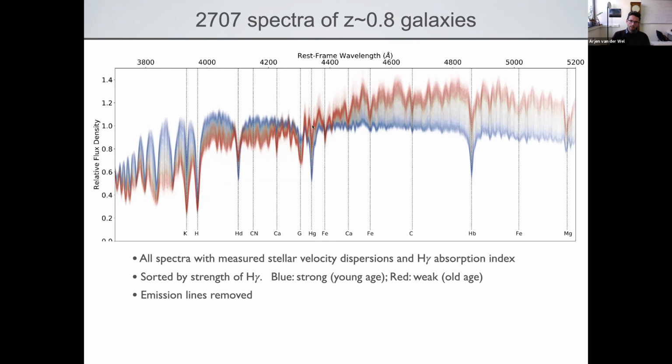I've taken this age-sensitive H gamma line and sorted the spectra by that H gamma absorption strength. The ones with the strongest absorption have the bluest color, and the ones with the weakest absorption, so the oldest galaxies, have the red color coding. So now you see how the galaxy spectrum systematically changes as a function of stellar population age. There are emission lines in these spectra. For the purpose of this plot, they're being removed.